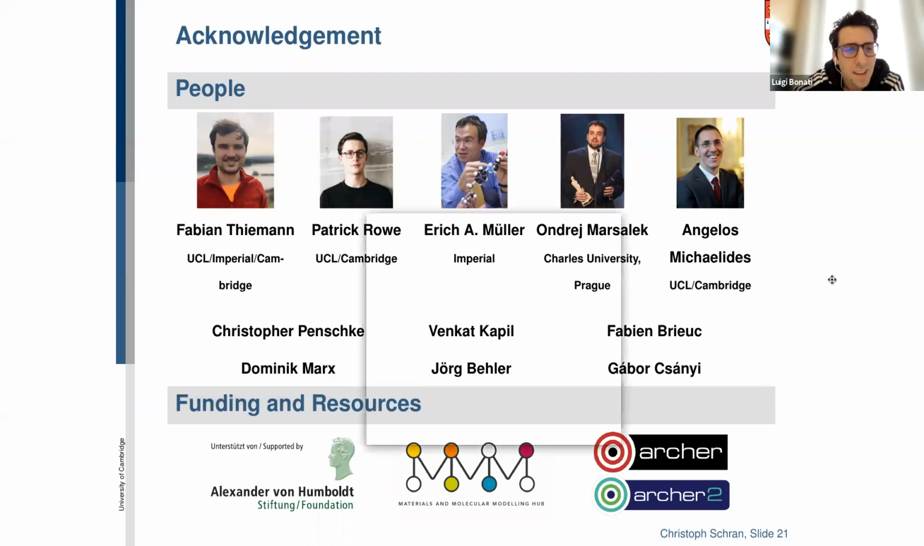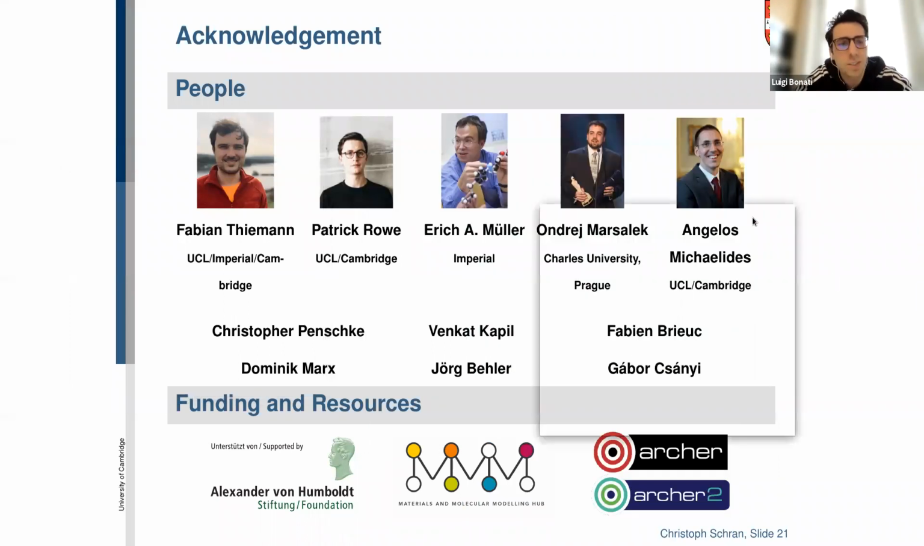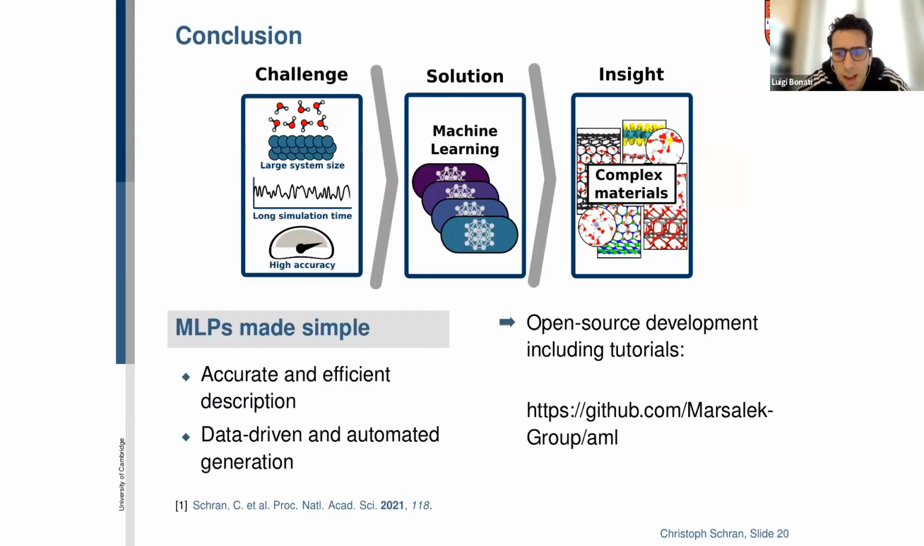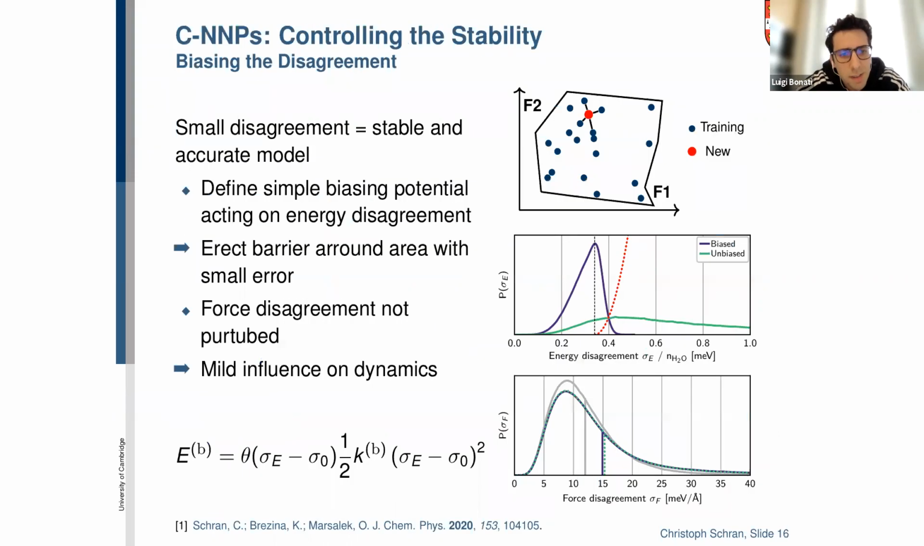Yeah. Thank you for a very nice talk. I actually had a couple of questions. First, a small thing, which is I didn't get, when you were talking about the biasing potential based on the disagreement of the predictions, whether you were using it to sample new configurations or to prevent the system from going into, let's say, unstable regions.